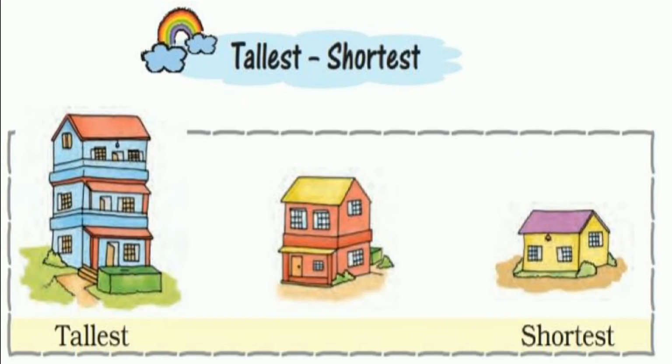Next, tallest, shortest. Children, here three houses are given. Now we are going to compare among more than two objects. Here there are three houses we are going to compare.